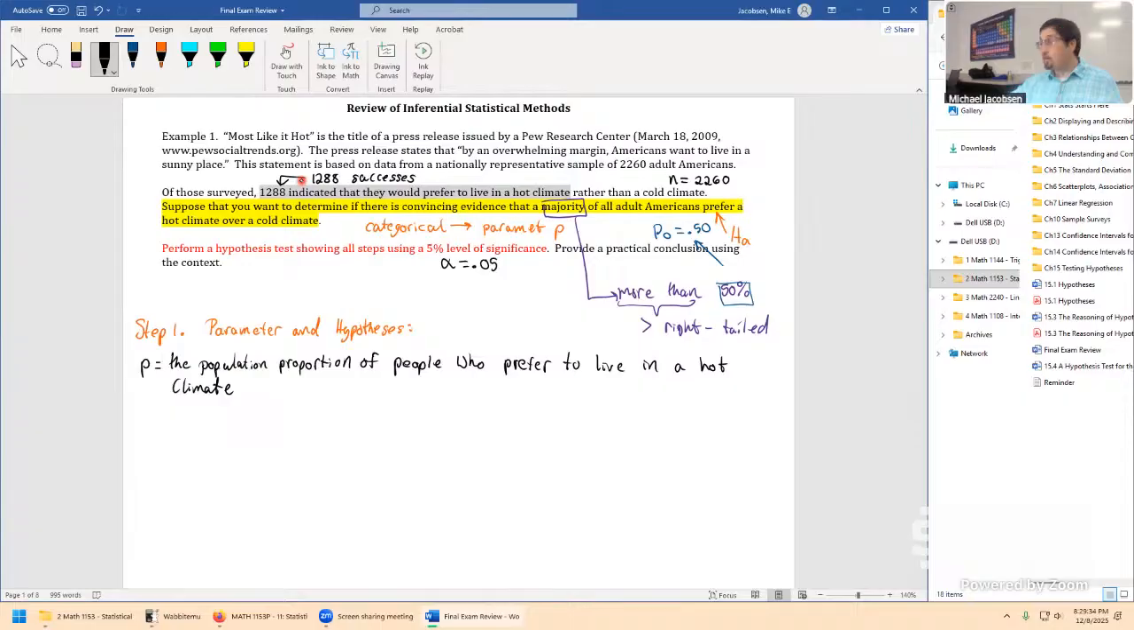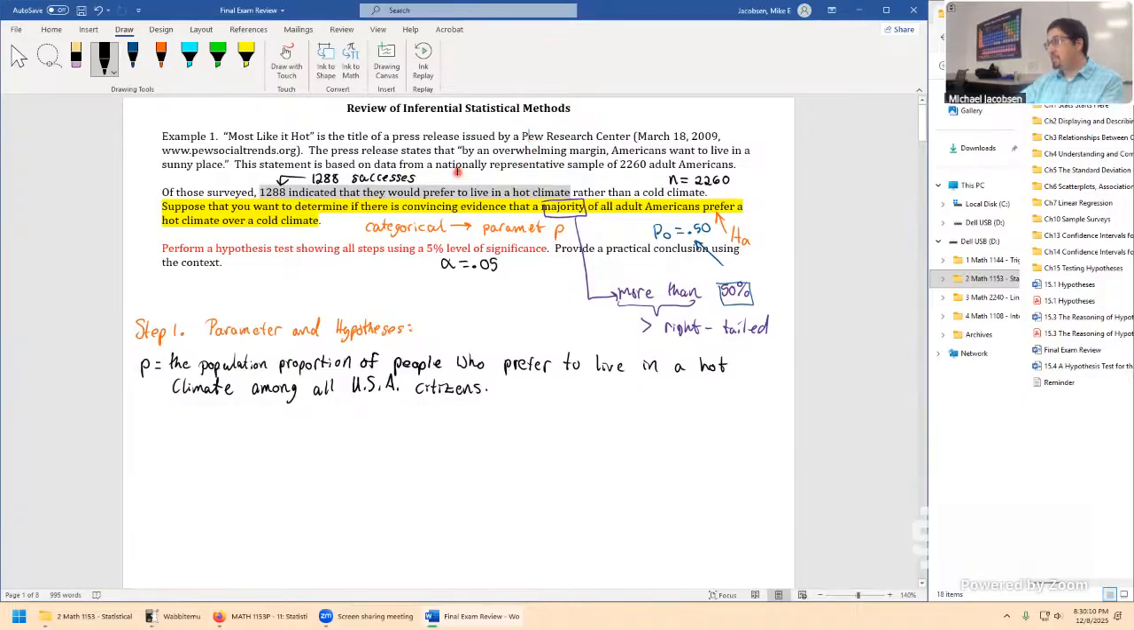And we have to say among what population? Well, it looks like it's just USA citizens. They said Americans, and they said it was a nationally representative sample of 2,260 Americans. So it looks like we're just talking about everyone in the USA. So let's say among all USA citizens. Or just paraphrase that to among all Americans, and that should work as well.